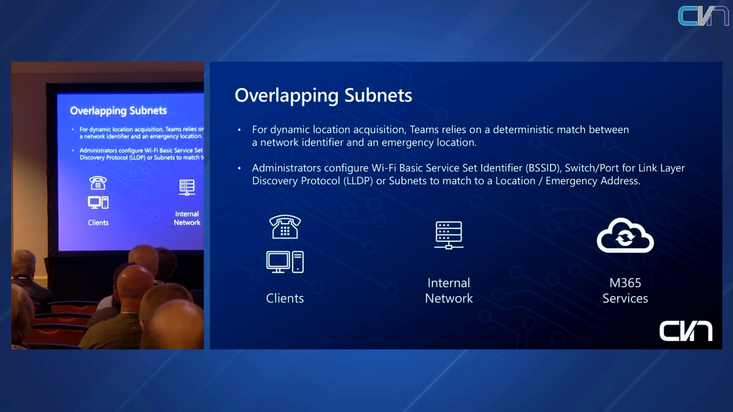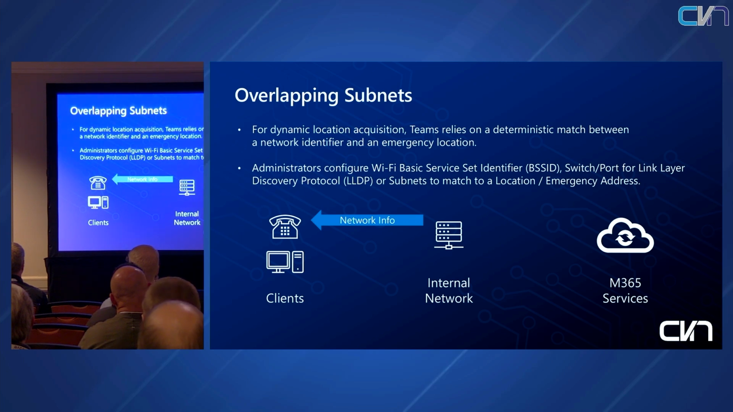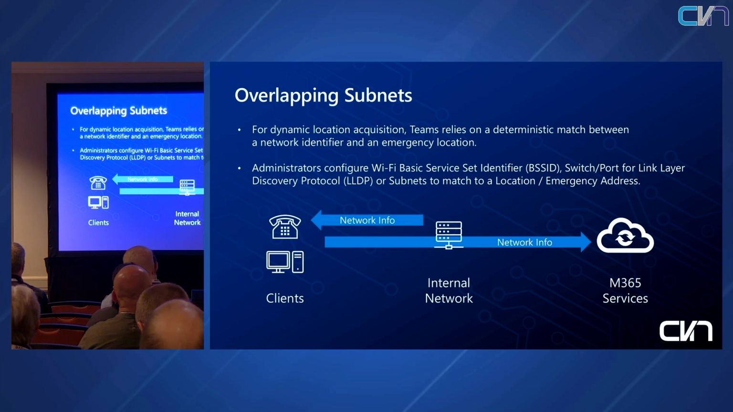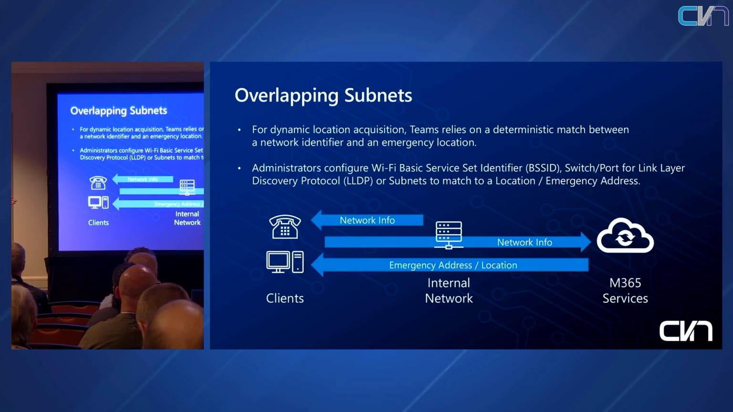Just to go into a tiny bit of what's going on here. When the client logs in, the client's going to be getting from the internal network all the information about the environment that it's sitting in. It's going to know what radio it's connected to, what subnet, and switch and port information through LLDP. Then the client takes that network information and sends that up to our service, and the service says, okay, you're connected to this radio, great. Here's your emergency address. So this is the way that it's supposed to work when everything's golden.